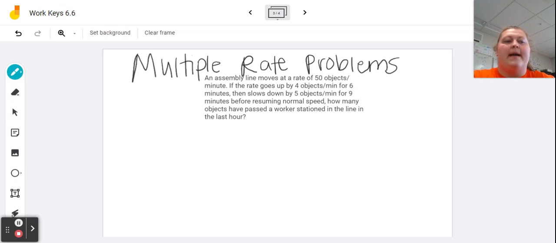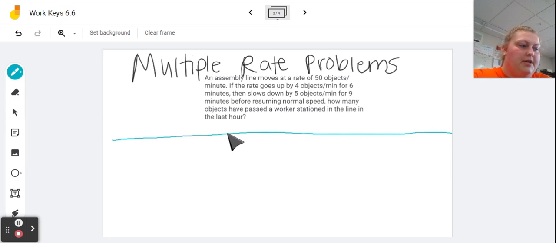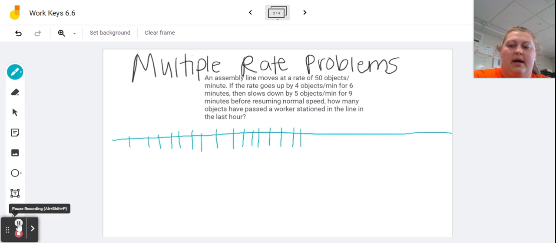So what I like to do for these multiple rate problems is sketch out everything, draw it, write it, make a picture so that it's easier for my brain to understand. So I have 60 minutes, so I'm going to do a little number line here, and I'm going to go in increments of 2 minutes. So I have 2, 4, 6, 8, 10, 12, 14, 16, 18, 20, 22, 24, 30. I just miscounted. Hold on. I'm going to pause, draw this, and then restart my recording.